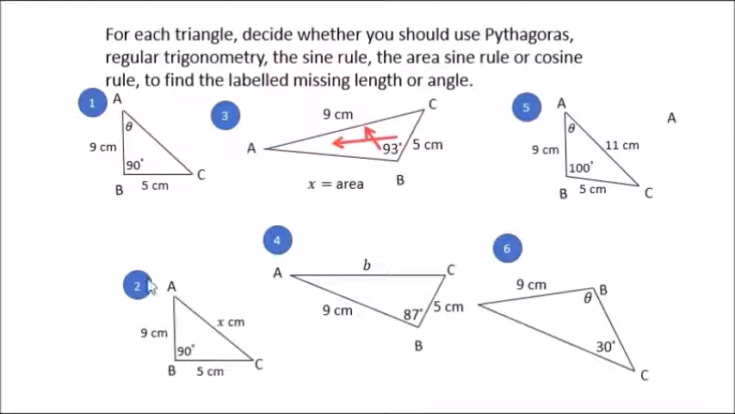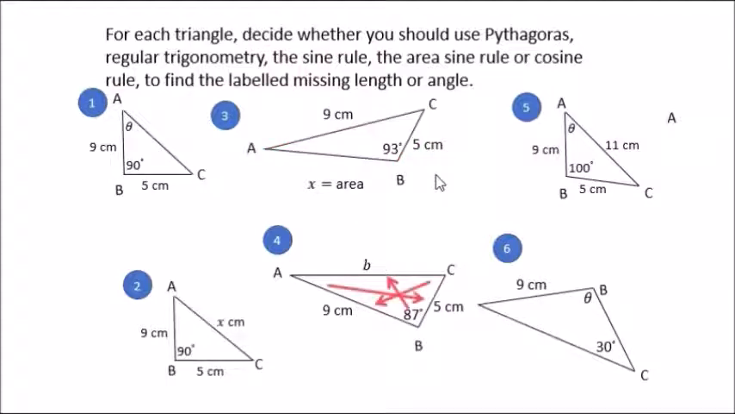In this example, 93 degrees is opposite our 9 centimeters. 5 centimeters is opposite this angle over here, which means that we can use sine rule to figure out the angle at A. And once we've figured out the angle at A, because there's 180 degrees in a triangle, we can calculate the angle at C. The reason for that is so that we can use the area sine rule with the 5 and the 9 both of them being adjacent to the angle here at C. It's side, angle, side. 2 sides and an included angle.